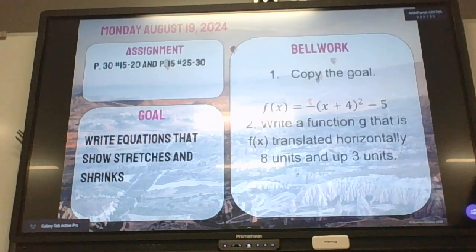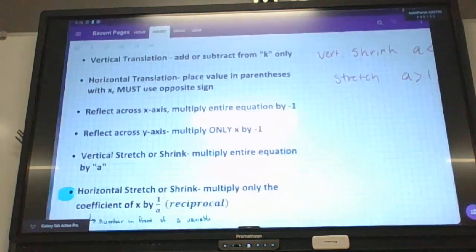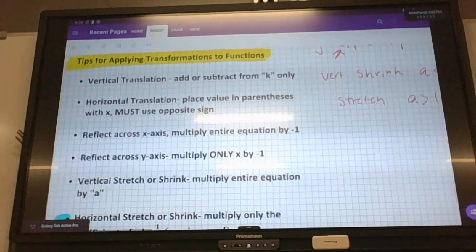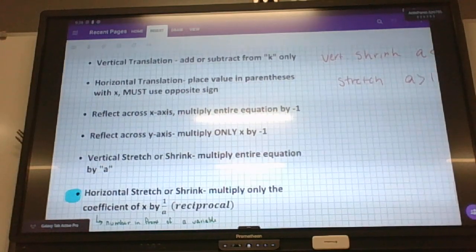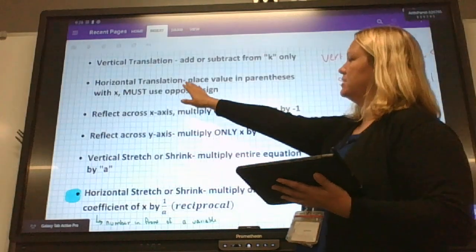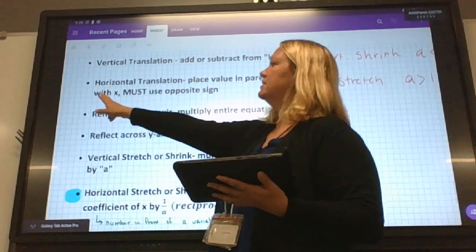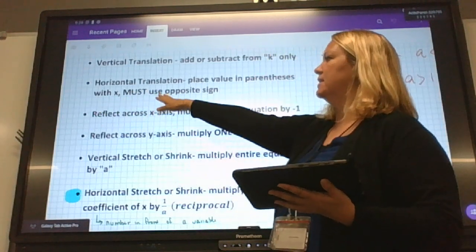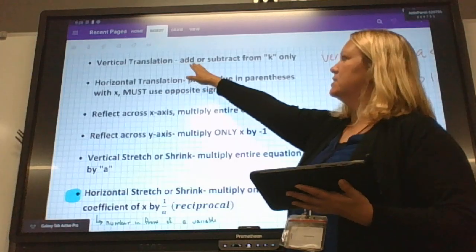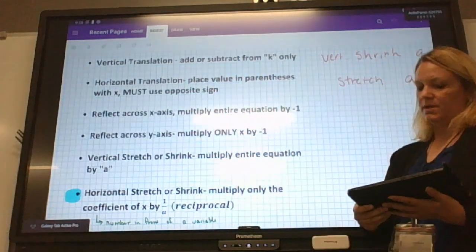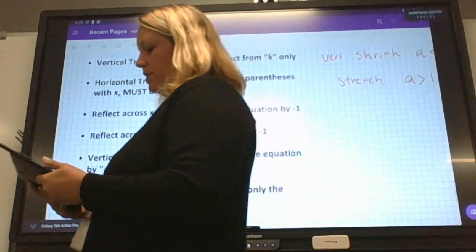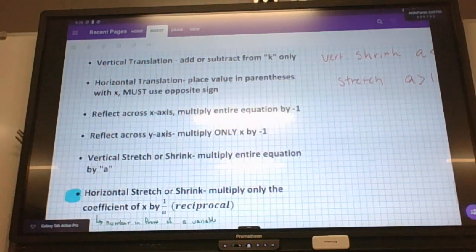If I can't remember how to do this, I'll refer to the 6 bullet points from Friday. It looks like this. This tells me how to do each of those. So a horizontal translation, I need to put the number in parentheses with x, and I must use the opposite sign. For the vertical translation, I add or subtract from k only. So I'm going to refer to these tips to help me figure out this move here. Does anybody have it from Friday?